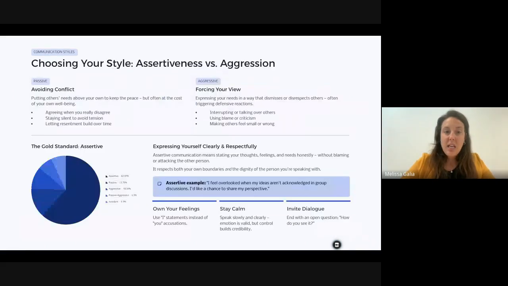So we have to be careful about all these things when communicating, and especially we'll go to the conflict in a second. What does it mean to be assertive?